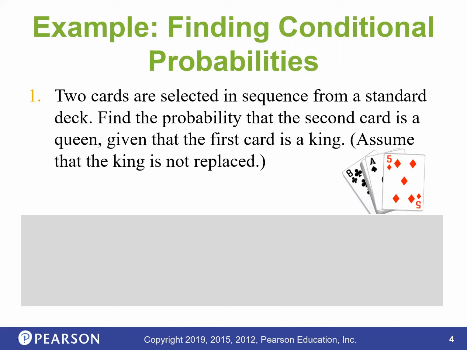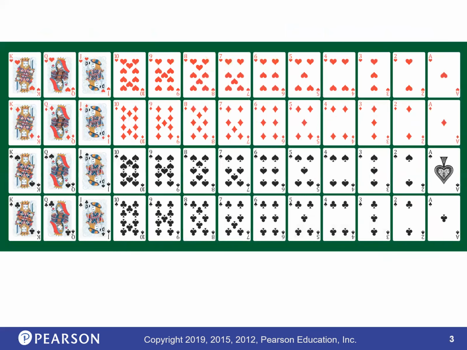So hold on. How many cards in the whole deck? 52. We already pulled out a king. So now how many cards are left? 51. And then how many queens are left? Yeah, there's still 4 queens left, right?